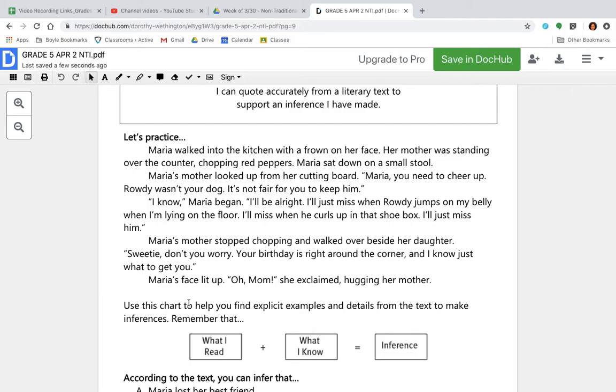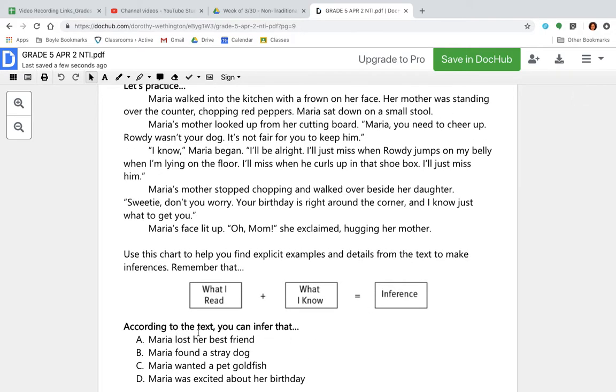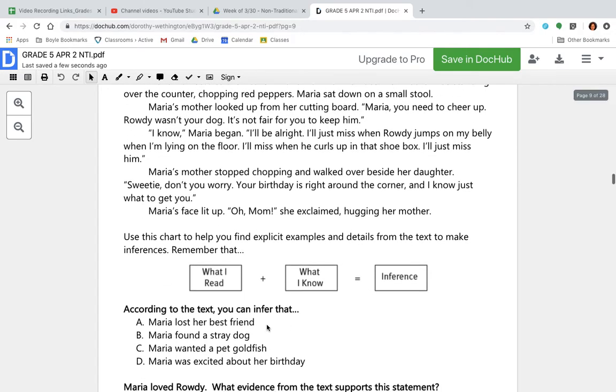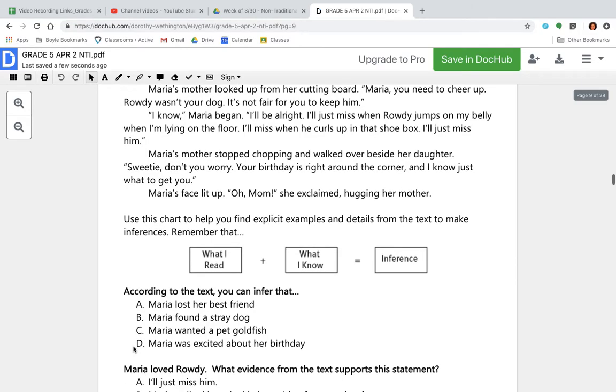Use this chart to help you find explicit examples and details from the text to make inferences. Remember that what I read plus what I know equals an inference. According to the text, you can infer that A. Maria lost her best friend. B. Maria found a stray dog. C. Maria wanted a goldfish, a pet goldfish. Or D. Maria was excited about her birthday.